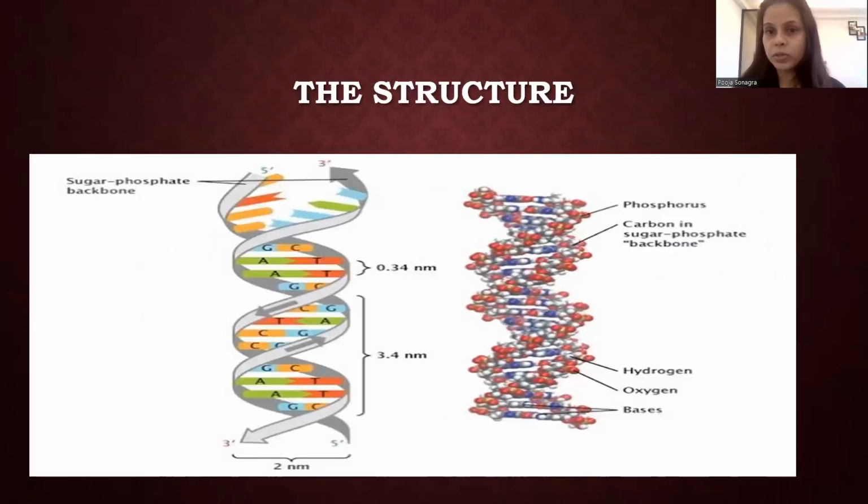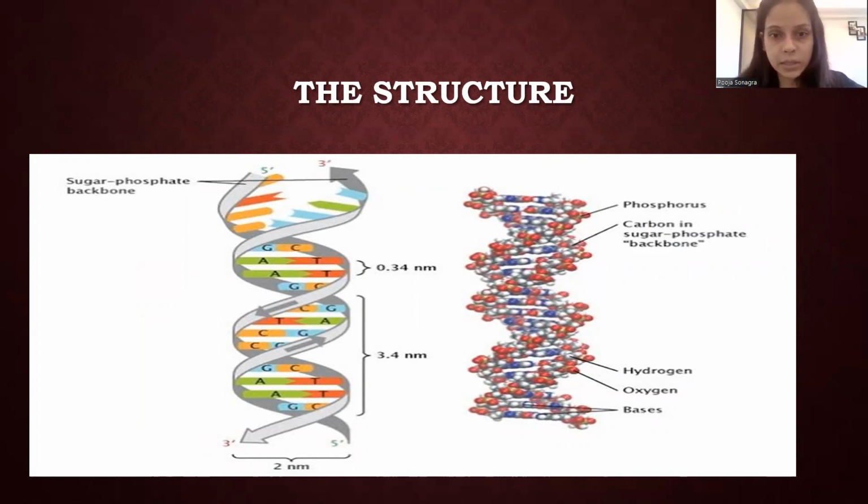Now, coming to the configuration of this DNA, as already spoken, these two strands are composed of repeating units of sugar and phosphate. And inside we have these stacks of particular pairs. That is, A is always going to pair with T, and G is always going to pair with C, that is cytosine.